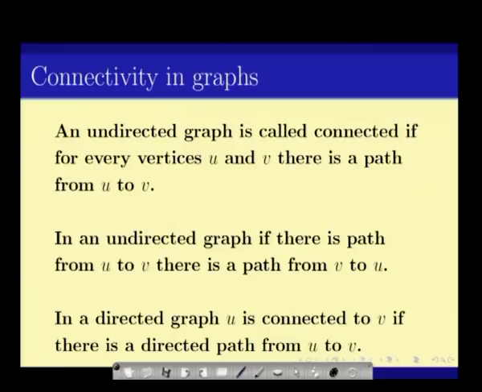So, in an undirected graph we say that u is connected to v if there exists a path from u to v, and in an undirected graph if there is a path from u to v, there is a path from v to u. In the case of a directed graph, we say u is connected to v if there exists a directed path from u to v.